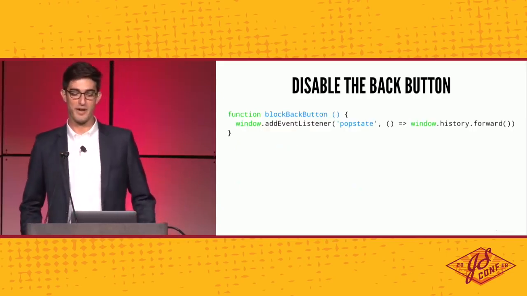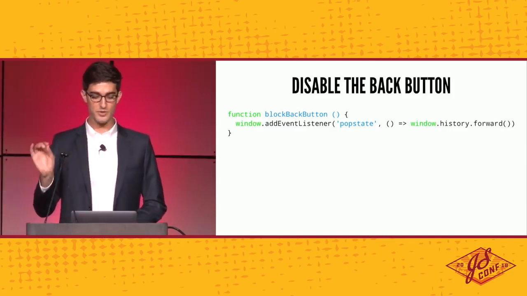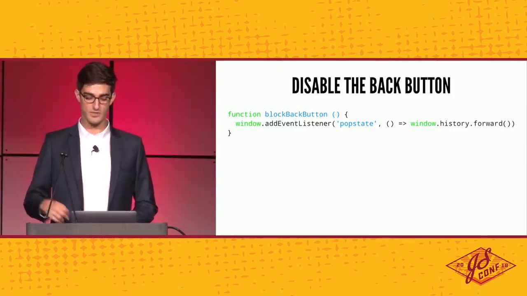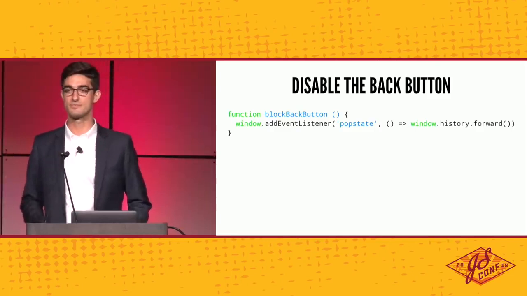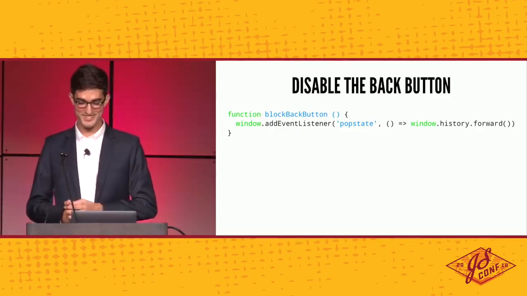Here's another one I discovered. Let's disable the back button. This is really fun. Look at what it's doing. It says if the user goes back, that'll trigger popstate. So if the user goes back, just send them forward. This works.